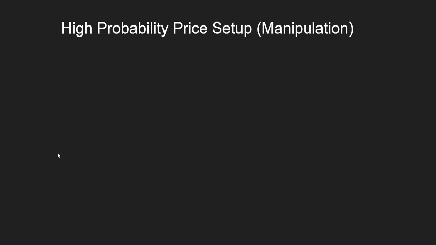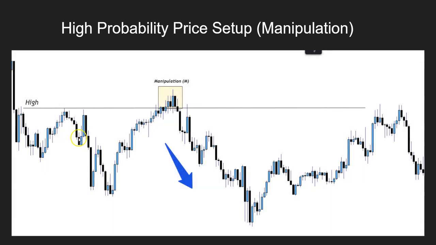All right, so let's get into the high probability price setup, and just referring to the manipulation aspect of it, and kind of breaking down what that looks like. So in terms of the actual setup of what manipulation means, if you take a look at the chart, you see the highs. This line pretty much lets you know exactly what a high is for the entire chart. So it signifies that through the entire time frame, right? So these are the most significant high points.